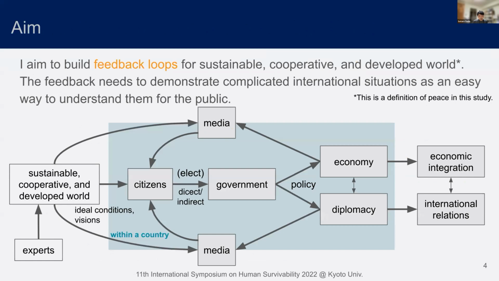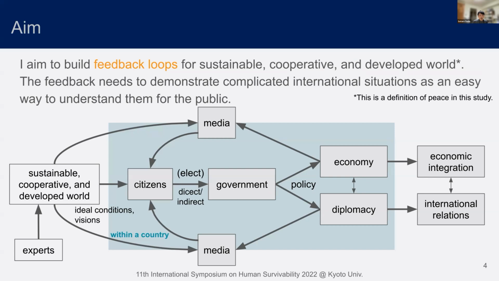This figure represents a simplified model of our society. Based on ideal conditions, citizens elect the government in the country, and this process is indirect in Japan. Then the government translates its policies into action. It affects the economy and diplomacy, which affect economic integration and multilateral diplomacy. But the media tend to report situations within the country and criticize unsatisfactory policies. This structure makes citizens inclined to focus on issues within the country and probably promotes nationalism.